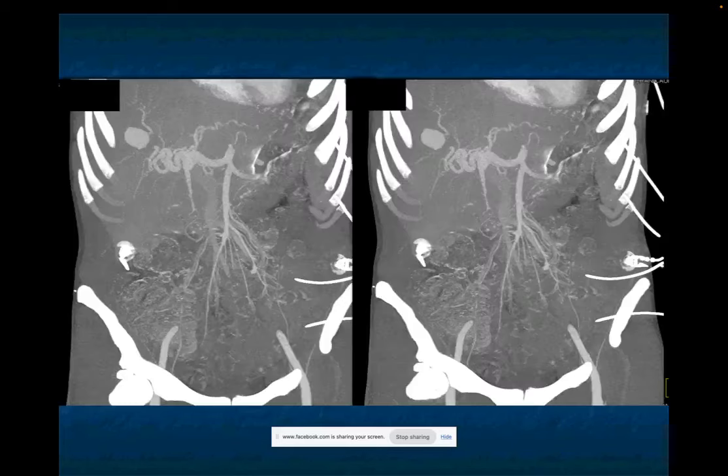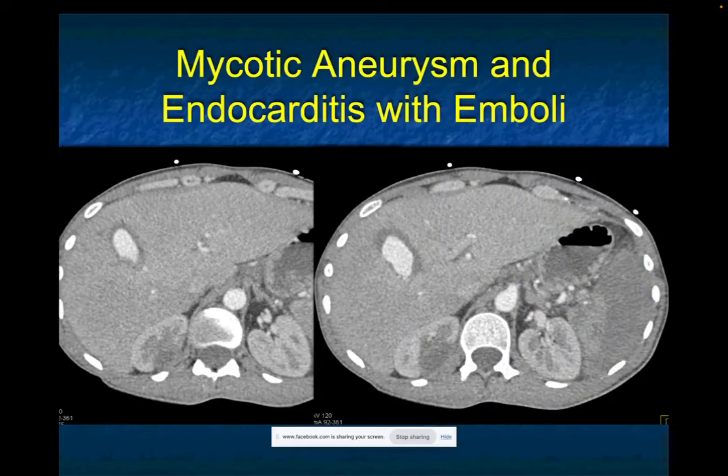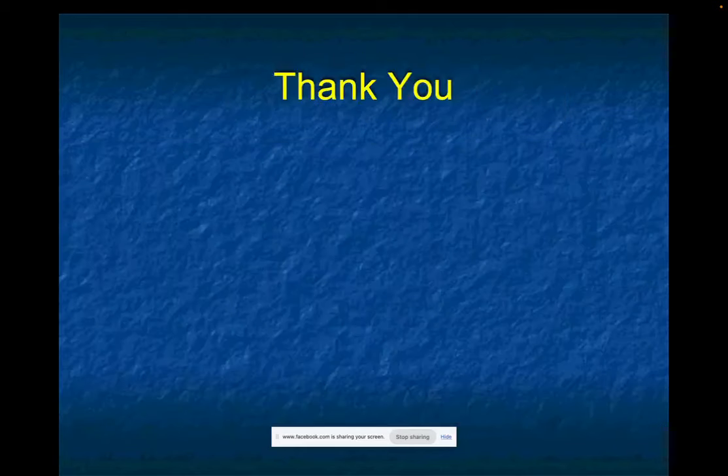And what are you thinking about with a vascular structure in the liver? You're thinking about an aneurysm or pseudoaneurysm. This ended up being in a patient with endocarditis. That explains the renal infarcts on the right, the splenic infarcts, and the mycotic aneurysm. Just a really, really great case.